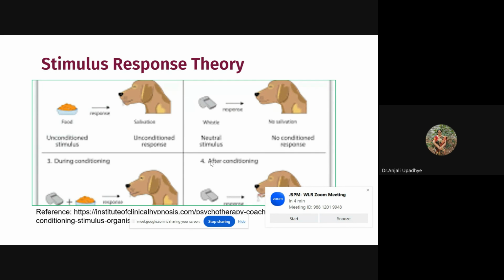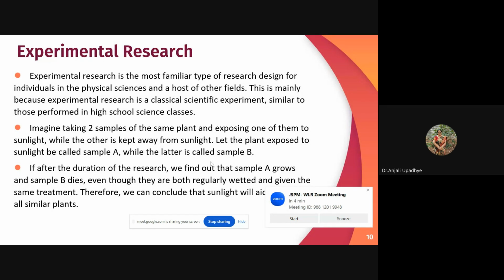In this way, the stimulus-response theory works, and this is the experimental basis. Whenever experimental research is done, the design is for individuals, for the physical sciences, or actually for tangible things. The classical scientific experiments are first performed in high school sciences.